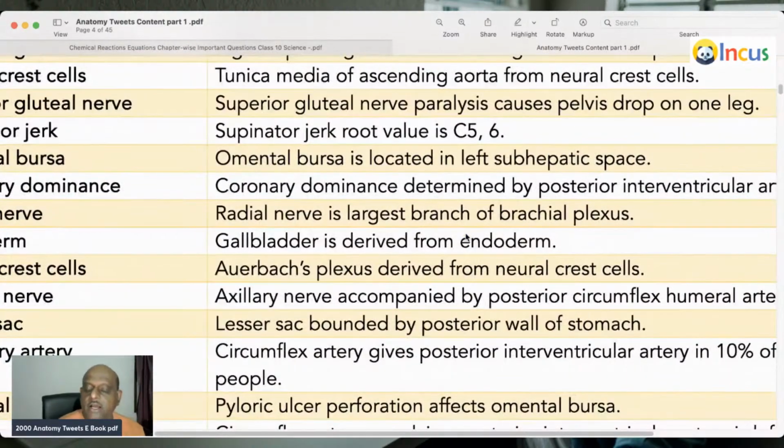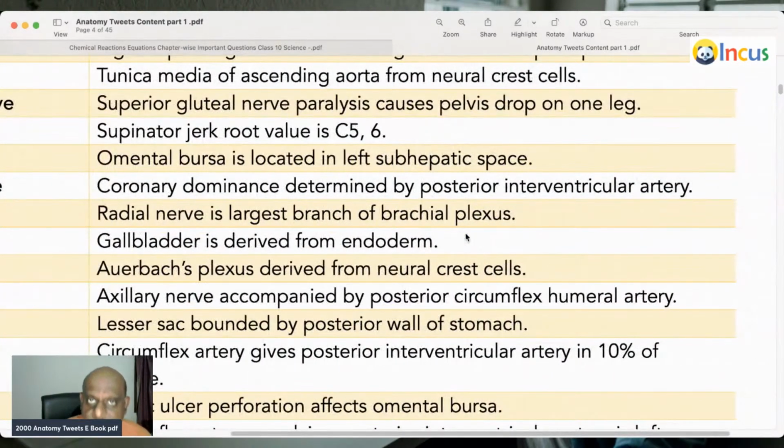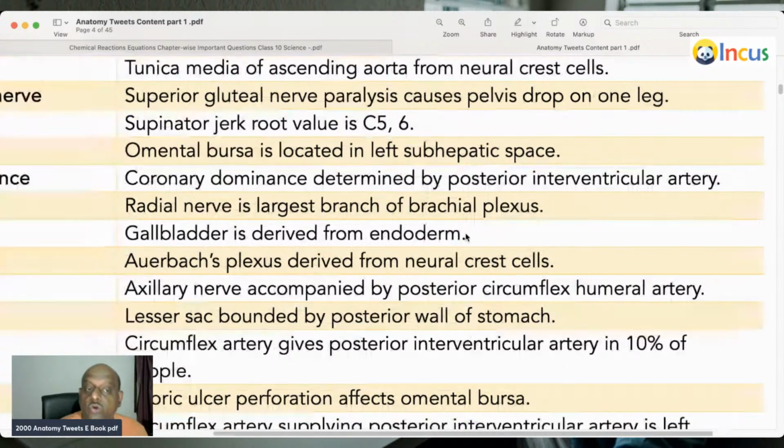So we call right coronary, left coronary dominance. What will decide whether you are a right dominant or a left dominant coronary supply? Everything depends on from where the posterior interventricular artery originates. Between the two ventricles, the posterior interventricular artery is there, no? Whether it is originating from the right coronary or left coronary will decide the coronary dominance.